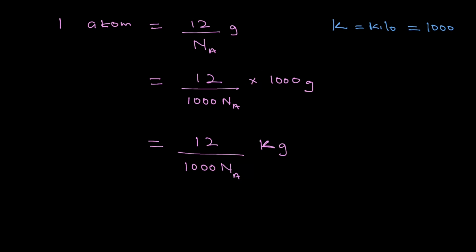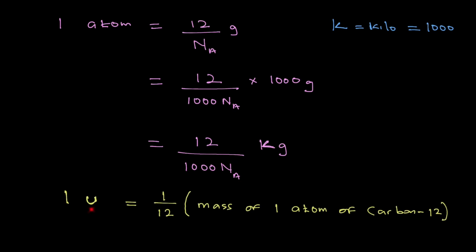In doing that, I know 1,000 is a kilo, so I'm replacing the 1,000 by K, so I put a K there, so that becomes kilogram. So one atom is equal to 12 over 1,000 Na kilogram.